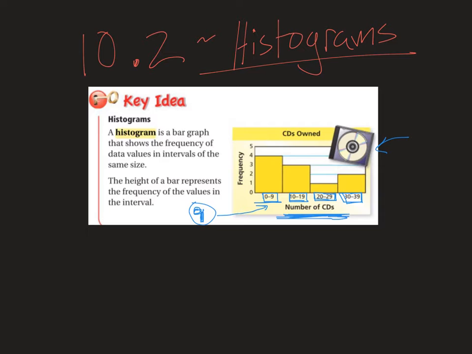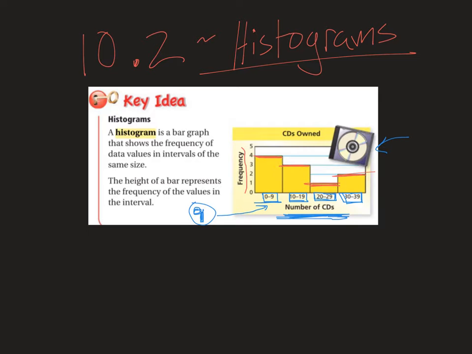And then this frequency over here is just showing how many people said this. Well, here we can see that 4 people have between 0 and 9. 3 people have between 10 and 19. Only 1 person has 20 to 29 CDs, and here 2 people have 30 to 39. That's all histograms are.